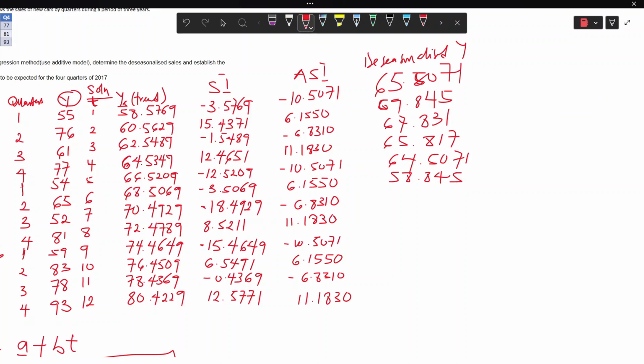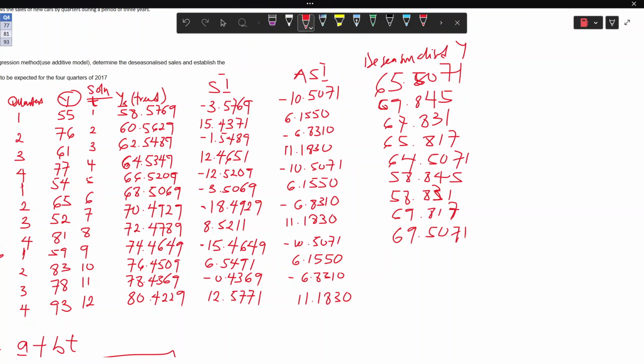Next one is 52 plus 6.8310, which is 58.831. 81 minus 11.1830, 69.817. 59 plus 10.5071, 69.5071.